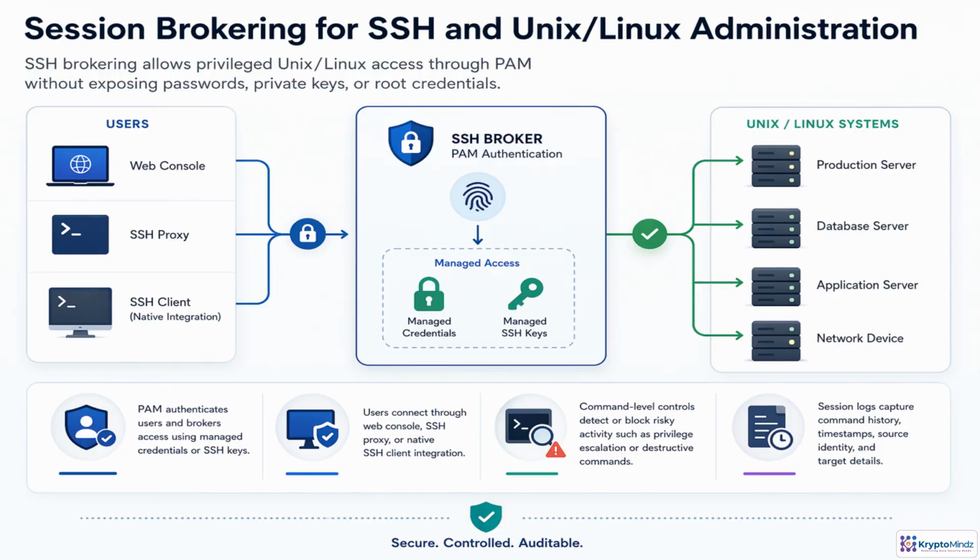For Unix and Linux administration, PAM acts as an SSH broker between the user and the target system. The admin may start from a web console, an SSH proxy, or a native client integration, but the connection is checked before it reaches the server. The user does not need to see a root password or private key. Instead, PAM retrieves the managed credential or SSH key, opens the session, and applies policy in real time. Risky commands can be blocked or flagged, and session history is captured with user identity, timestamps, and target details. The result is privileged shell access that remains secure, controlled, and auditable.